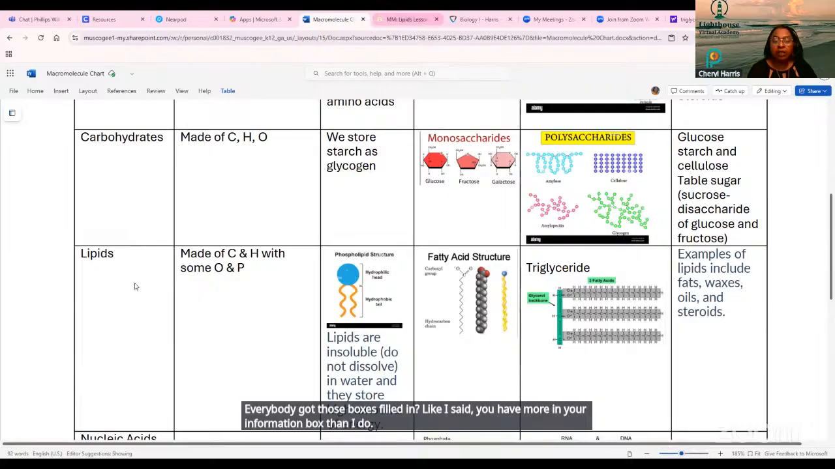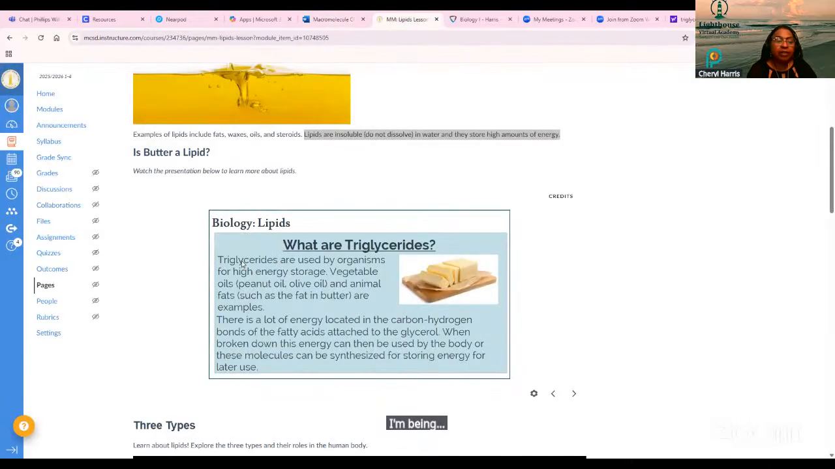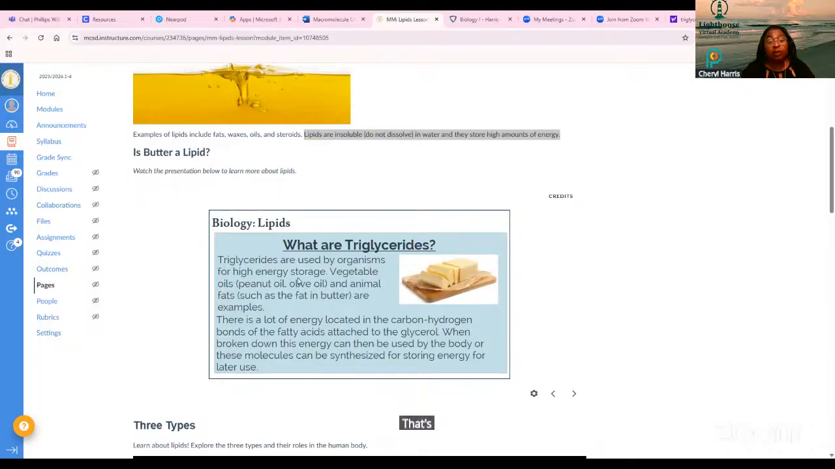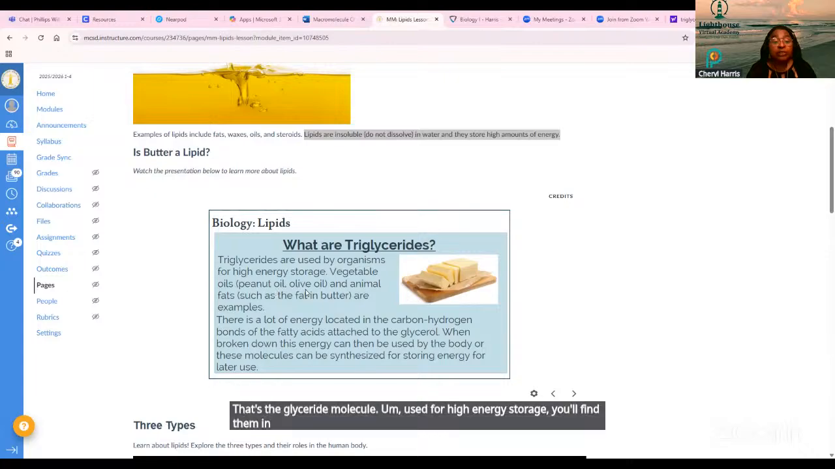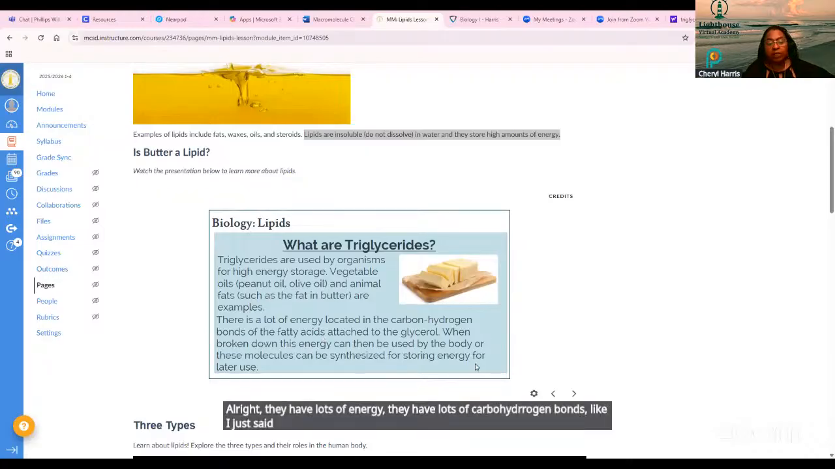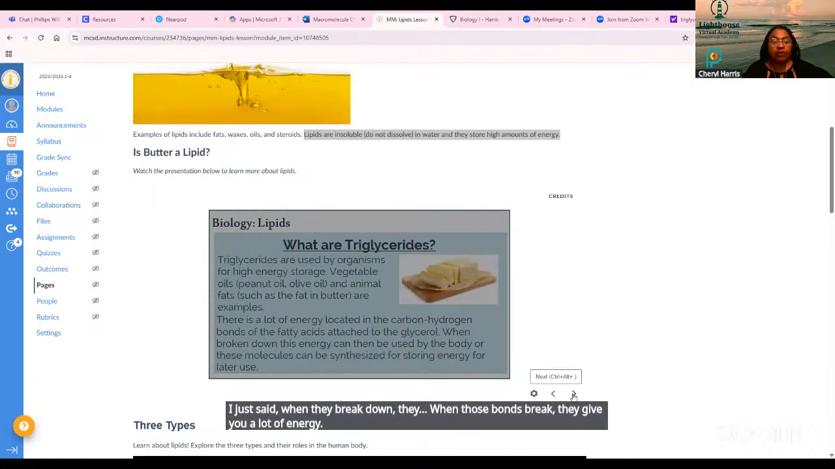All right. So coming back here, triglyceride. So that's what we just looked at. And tri meaning 3. That's the glyceride molecule. Used for high energy storage. You find them in vegetable oils, such as peanut oils and olive oils, and animal fats, such as butter. All right, they have lots of energy. They have lots of carbon-hydrogen bonds. Like I just said, when those bonds break down, they give you a lot of energy.